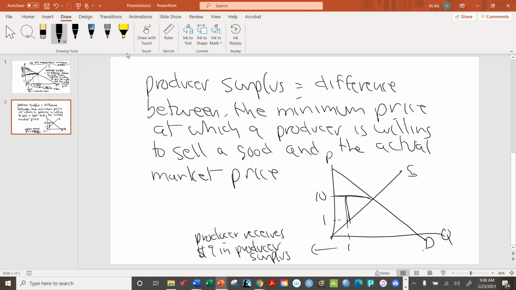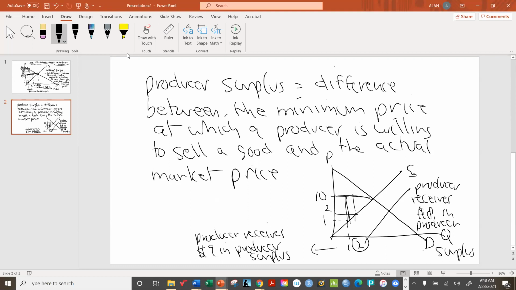And then there'll be somebody else who is willing to sell 2 units at $2 each, and so this producer receives $8 in producer surplus, et cetera, et cetera. In my slides, I have a lot more detailed examples of this.